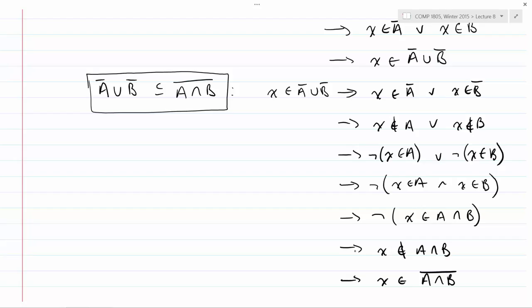If they hold in both directions, that's fine. You can prove them equivalent like that. If they only hold in one direction, for whatever reason, none of these do, but if they only hold in one direction, then you have to do both directions because the proof requires both directions. Any questions about this?